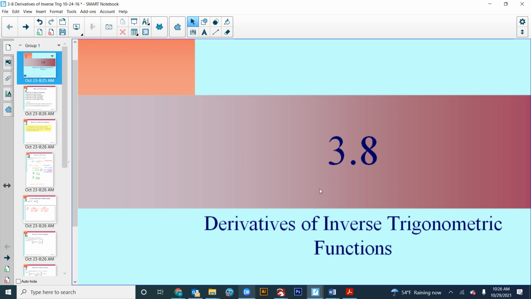Look good. Let's talk about inverse trig derivatives. What is an inverse function, specifically trig? Before we talk about derivatives, what's an inverse trig function? Well, how do you find an inverse in general?